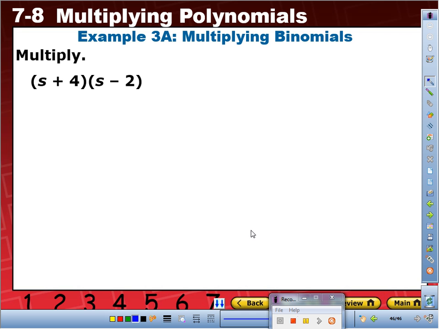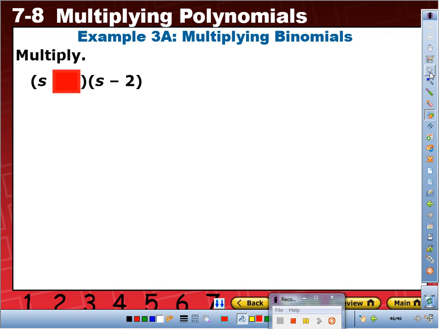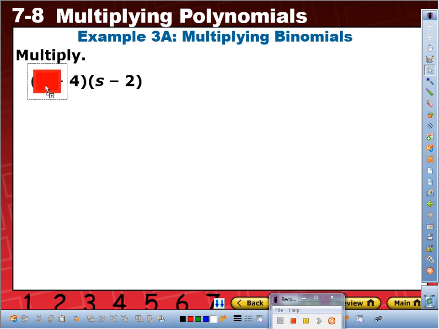So for this one, I need you to pay attention. Pens down, eyes up here. Now, if I was to cover this part, do I know how to multiply the s times these two? Yes. And if I was to cover this part, do I know how to multiply the 4 times these two? Yes. So therefore, the same process works for these.